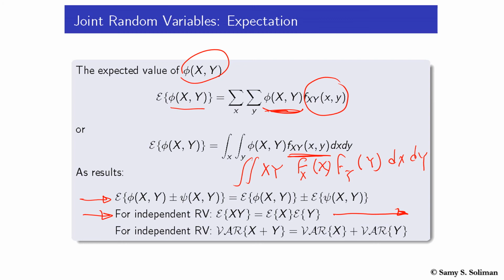Another relation for independent random variables is regarding the variance, and it says that the variance of x plus y is equal to the variance of x plus the variance of y, and you can try to prove it yourself using the fact that independent random variables have a joint distribution which is equal to the product of the marginal distributions.